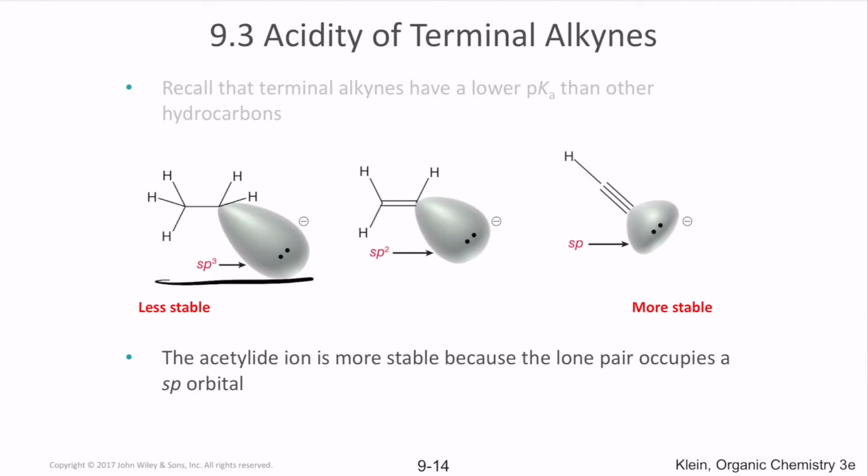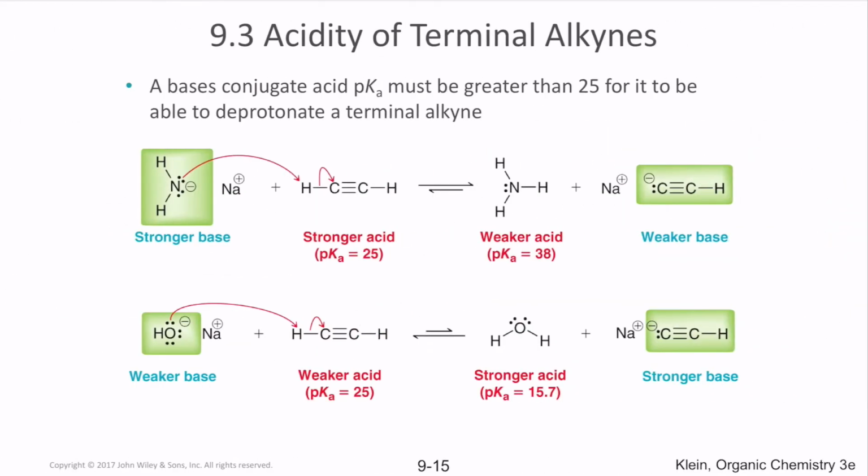A base with sp3 hybridization is less stable, but an sp hybridized orbital is more stable, which is the common point we also talked about in ARIO, where the O represents the orbital. The lower the p character of the orbital, the more the stability. So the acetylide ion is generally more stable because the lone pair occupies the sp orbital. Now, a base's conjugate acid pKa must generally be greater than 25 for it to deprotonate a terminal alkyne.